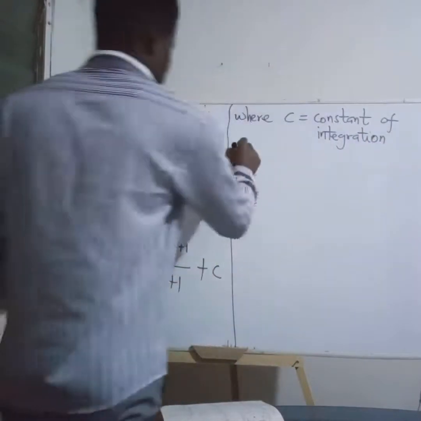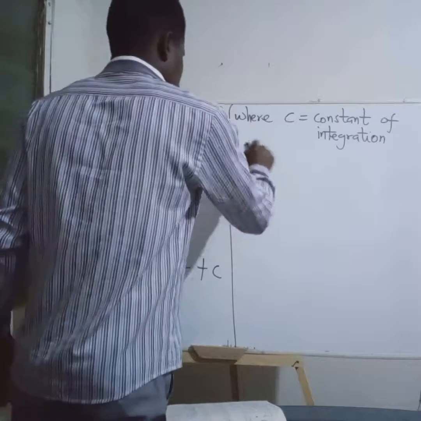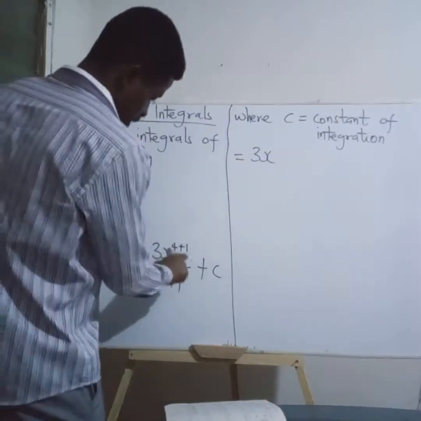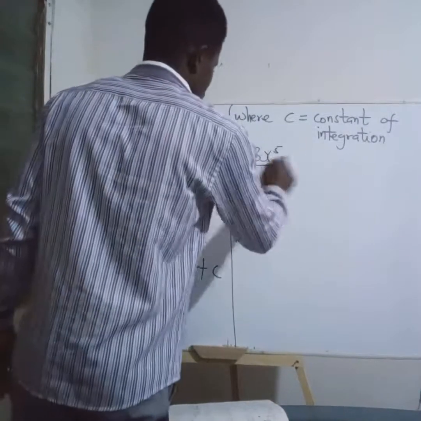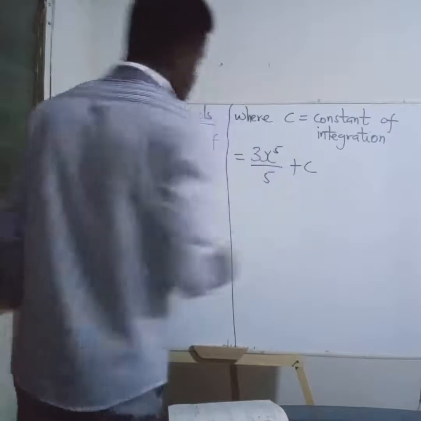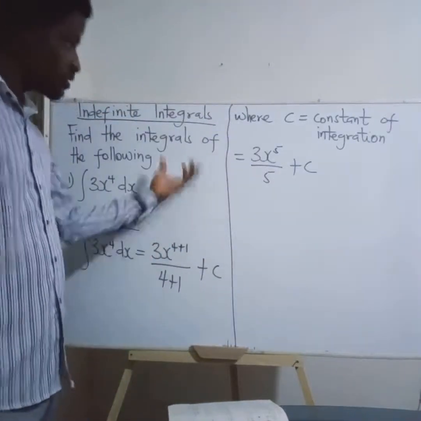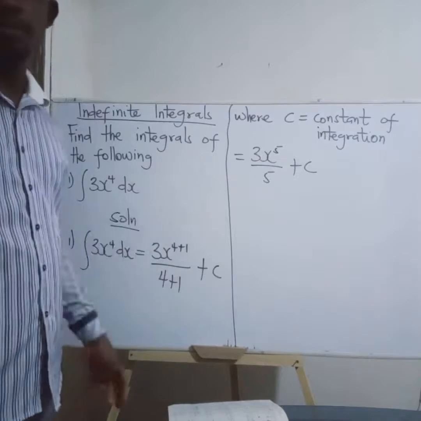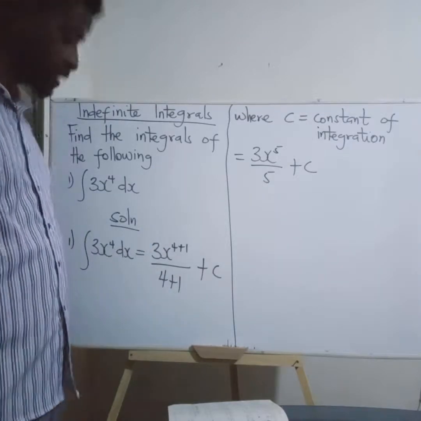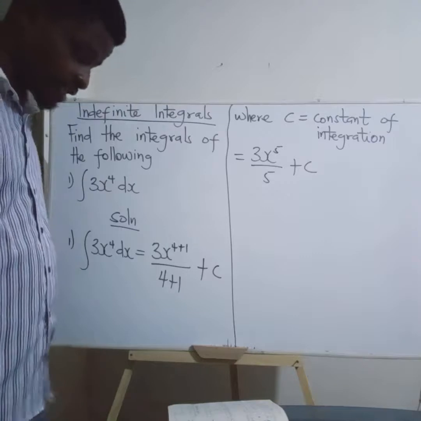So now I'll get 3x to the power 4 plus 1, which is 5, divided by 5 plus c. And that will be my final answer. So this is just simple. It's so simple as that. You can take our second example.